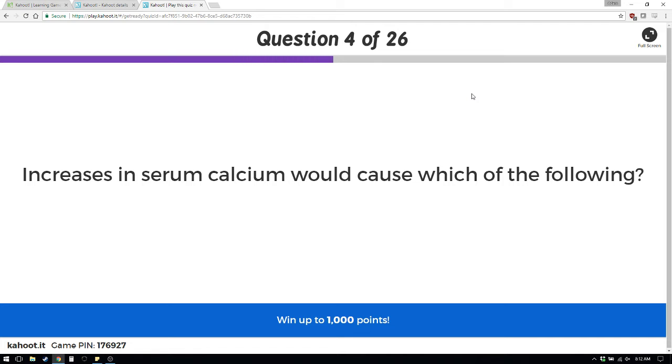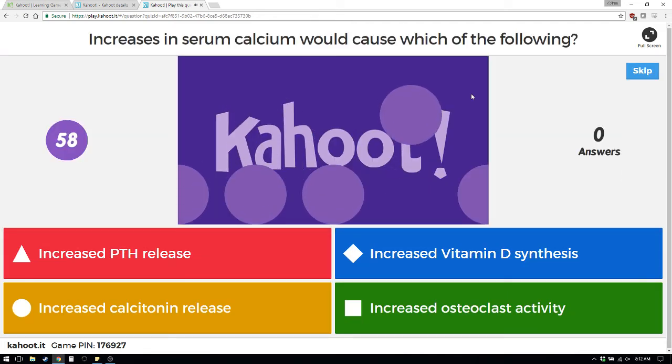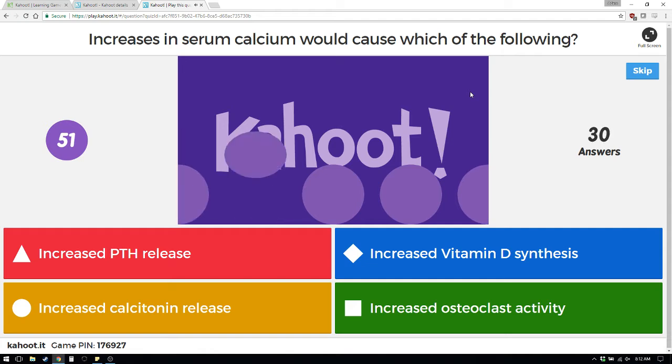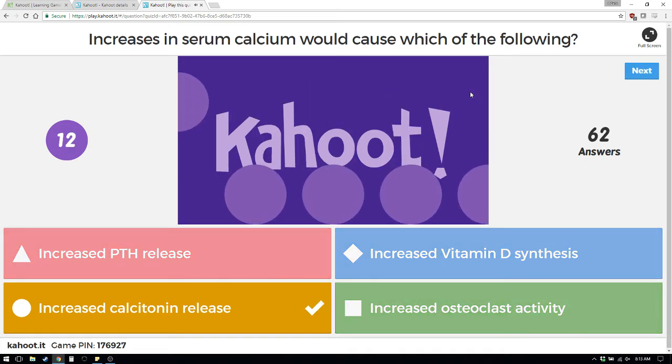Increases in serum calcium would cause which of the following? What do we think? Increased calcium.